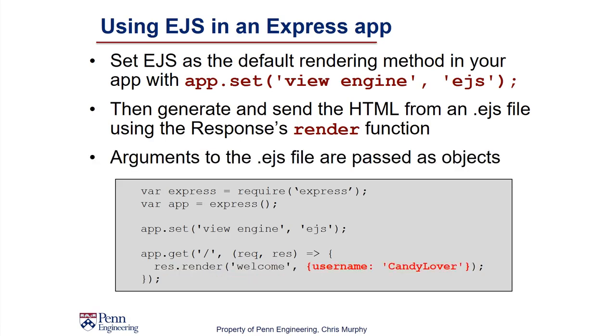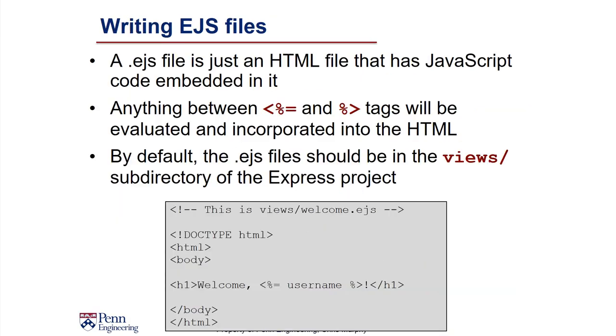If we want to pass arguments to the EJS file, we do that using JavaScript objects. So now let's see what an EJS file looks like. Well, an EJS file is just an HTML file that has some JavaScript code embedded in it. It uses special tags, as shown here, to evaluate the JavaScript and then render it as HTML.